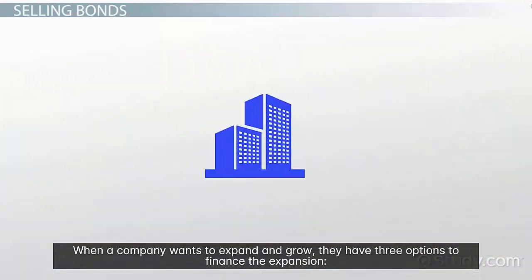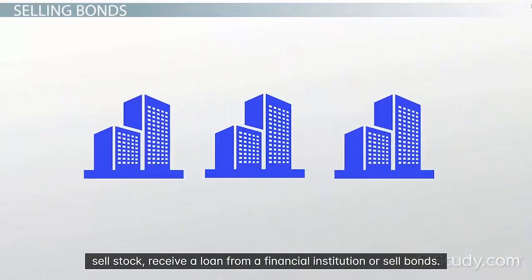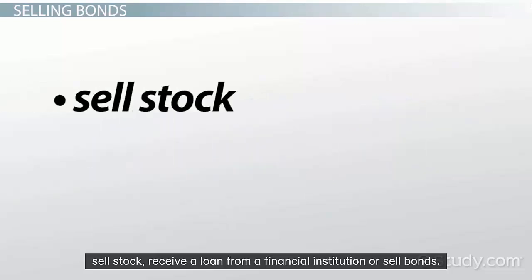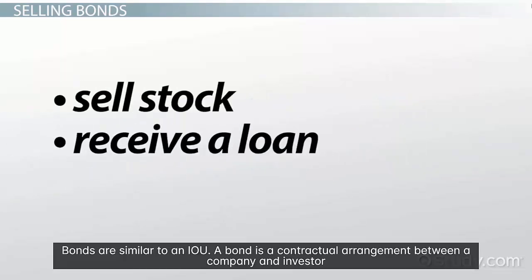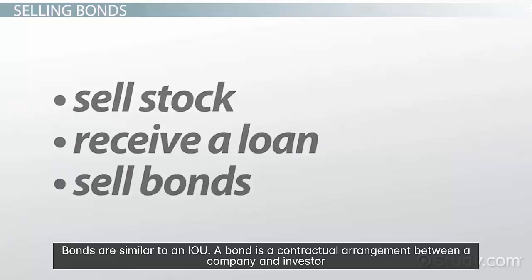When a company wants to expand and grow, they have 3 options to finance the expansion: sell stock, receive a loan from a financial institution, or sell bonds.